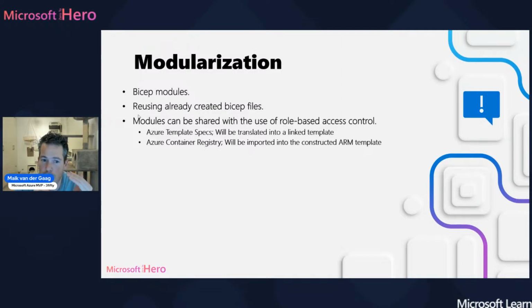For example, when sharing that constructed ARM template that you have created of a template spec, it could be the case that the people you are sharing it with do not have access to the template spec, so they will not be able to deploy it. And that's basically another point that you will get into with Azure Container Registry, because the container registry will completely import the complete ARM.